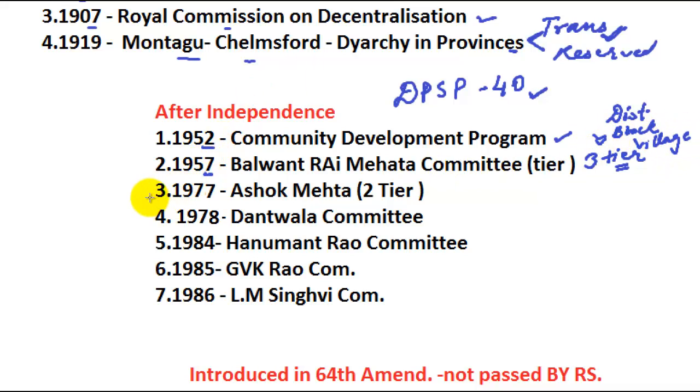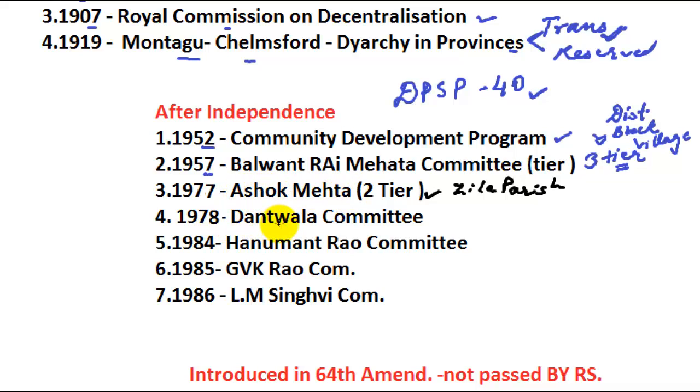In 1977, the Ashok Mehta Committee was appointed by the Janta government, which suggested a two-tier system instead of a three-tier one, in which there should be one Zila Parishad at the district level and a mandal, which would consist of a group of villages. The Ashok Mehta Committee submitted its report in 1978.